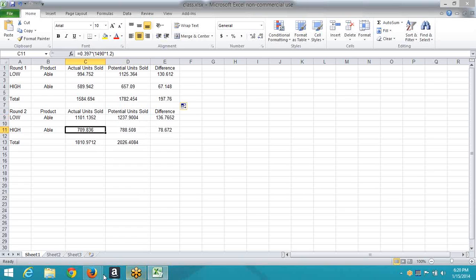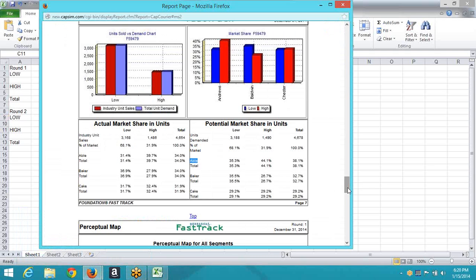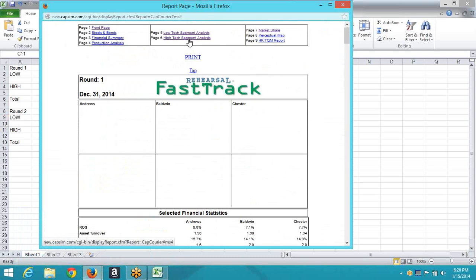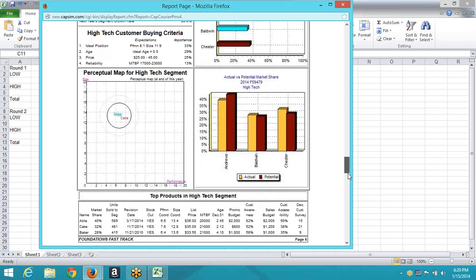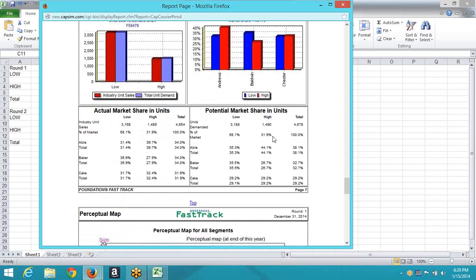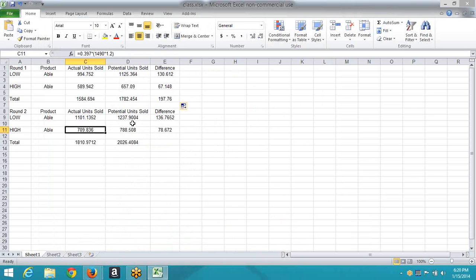And then I'm going to do the same thing for the high-tech market. I'm going to go again to the top, click on high-tech segment analysis, and I'm going to look at my total industry unit demand of 1,490. And I'm going to look at my next year's segment growth rate, which is 20%. So next year, I will be able to sell 1,490 times 1.2, which will give me my total industry unit demand for the next round. And then I'll take my potential for the high market, which is 44.1%, and I'll multiply them together.